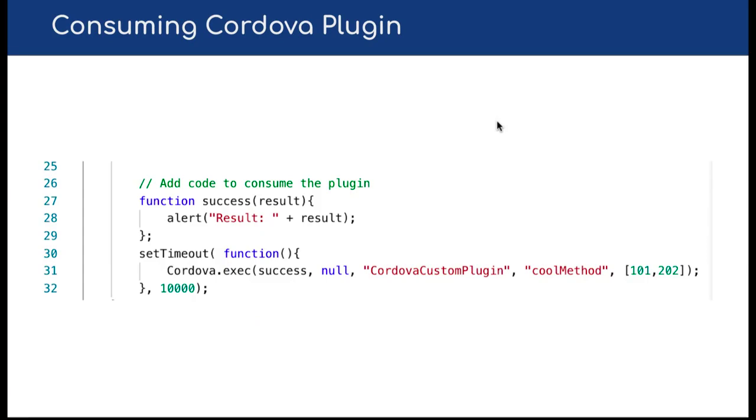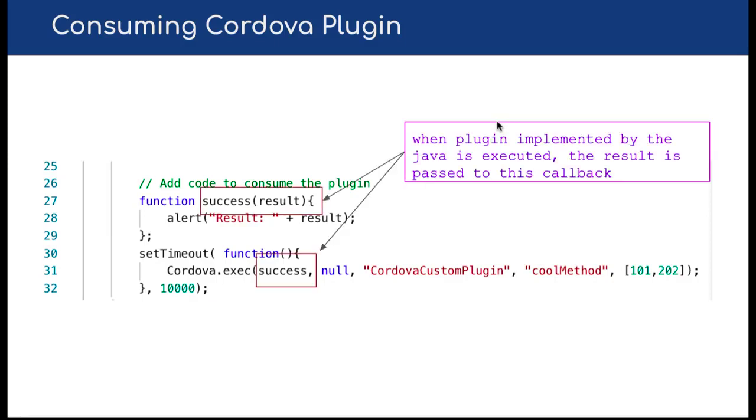So this is the function that we will inject in our application's JavaScript code, where we will pass the two parameter and we can consume it, where this success result is when a plugin implemented by Java is executed, the result is passed to this callback, as we have seen in previous slide.